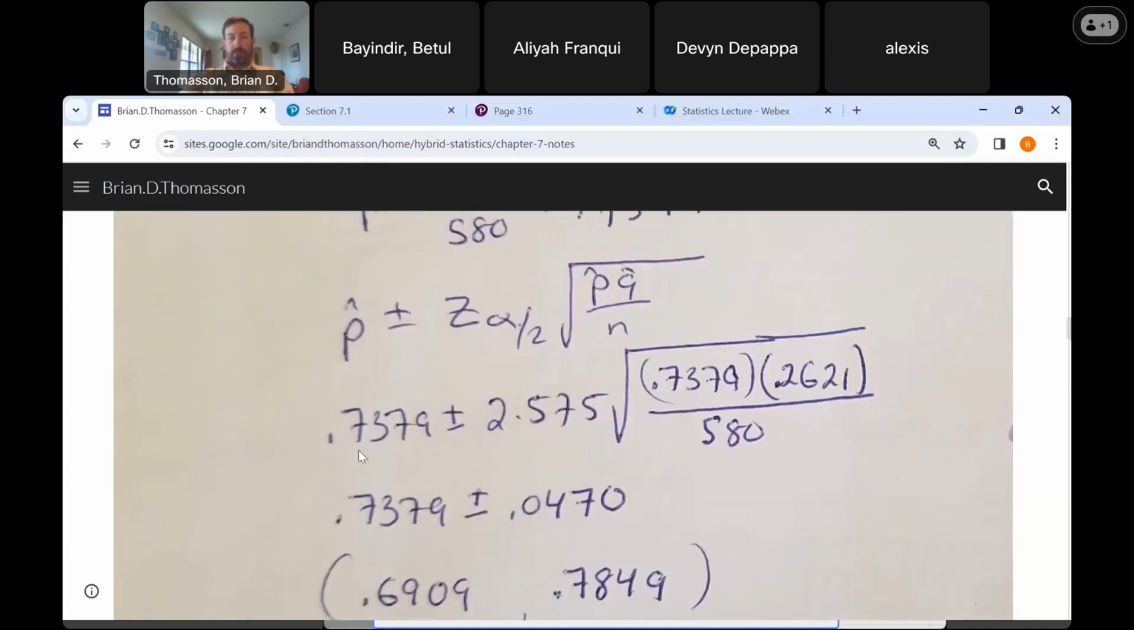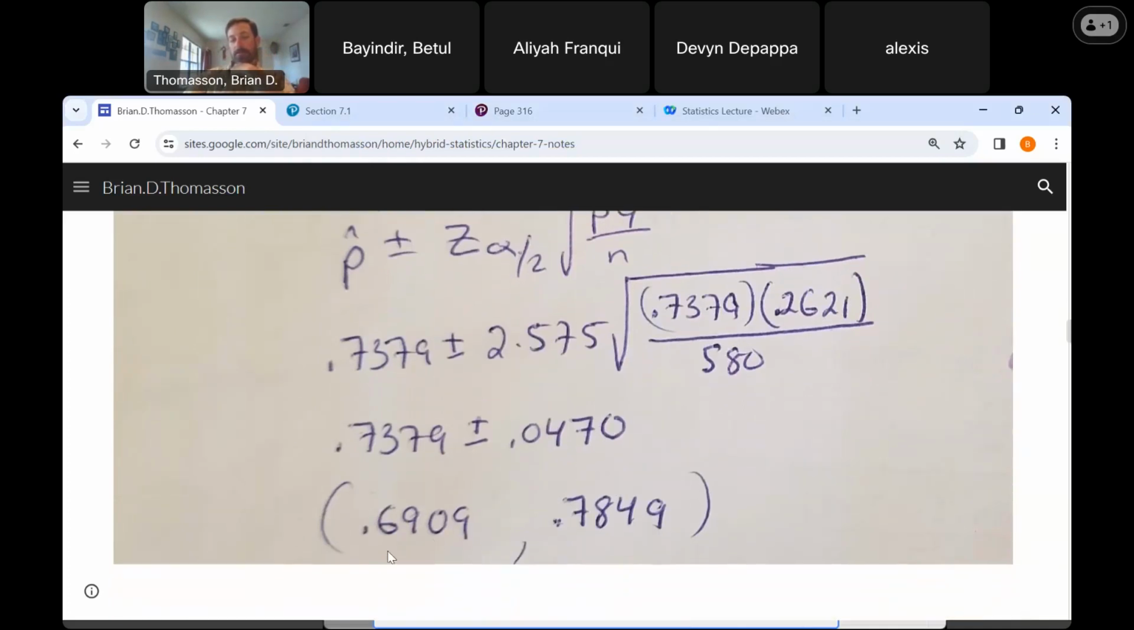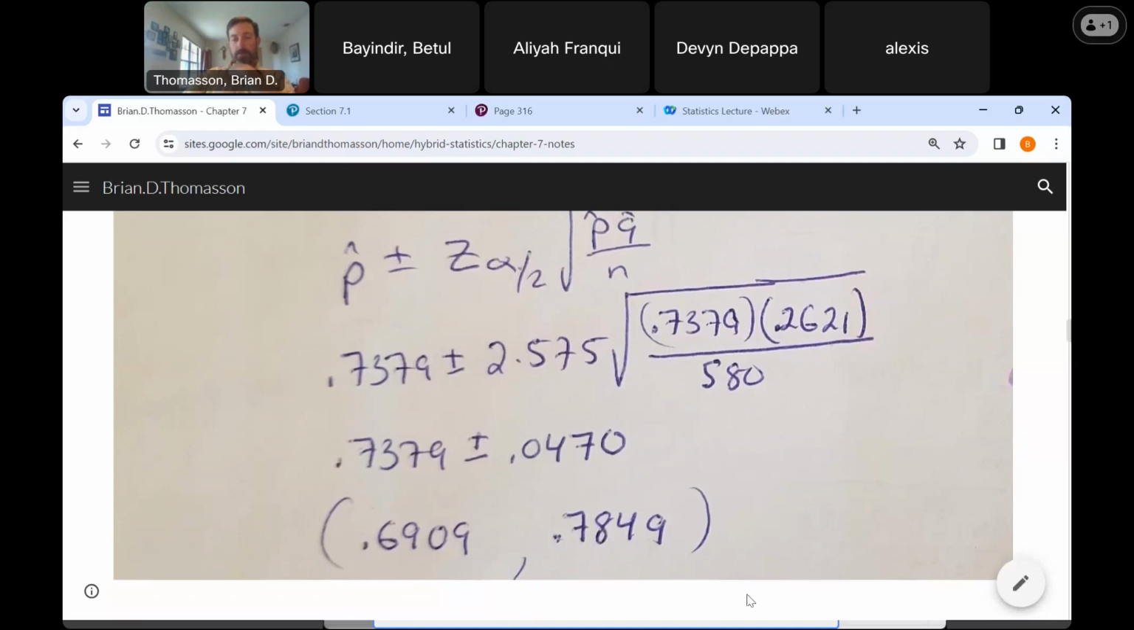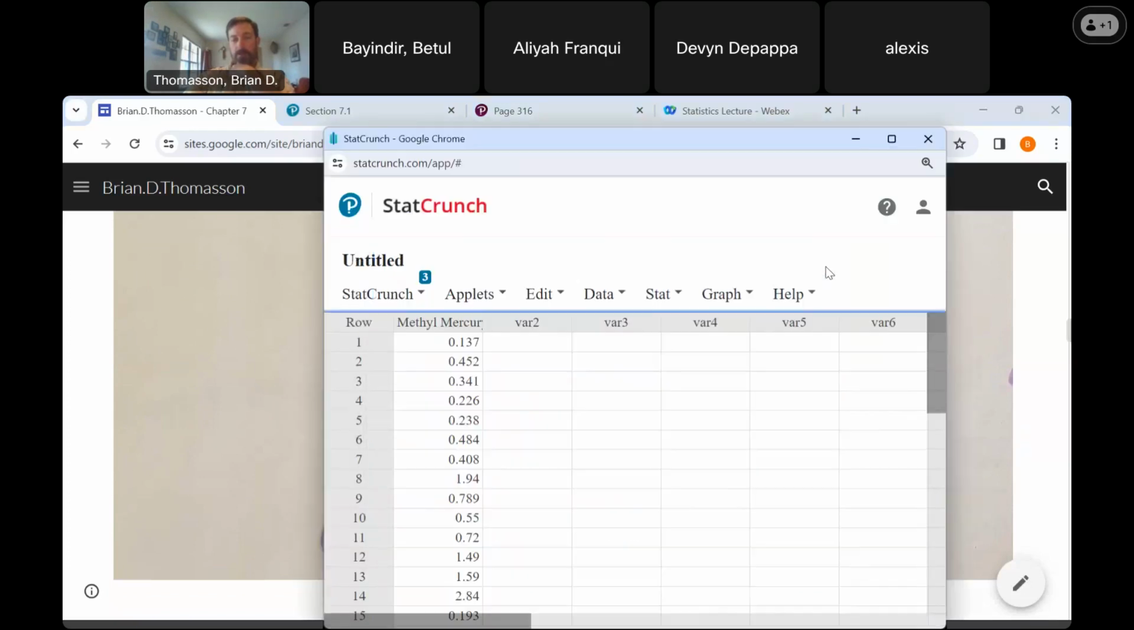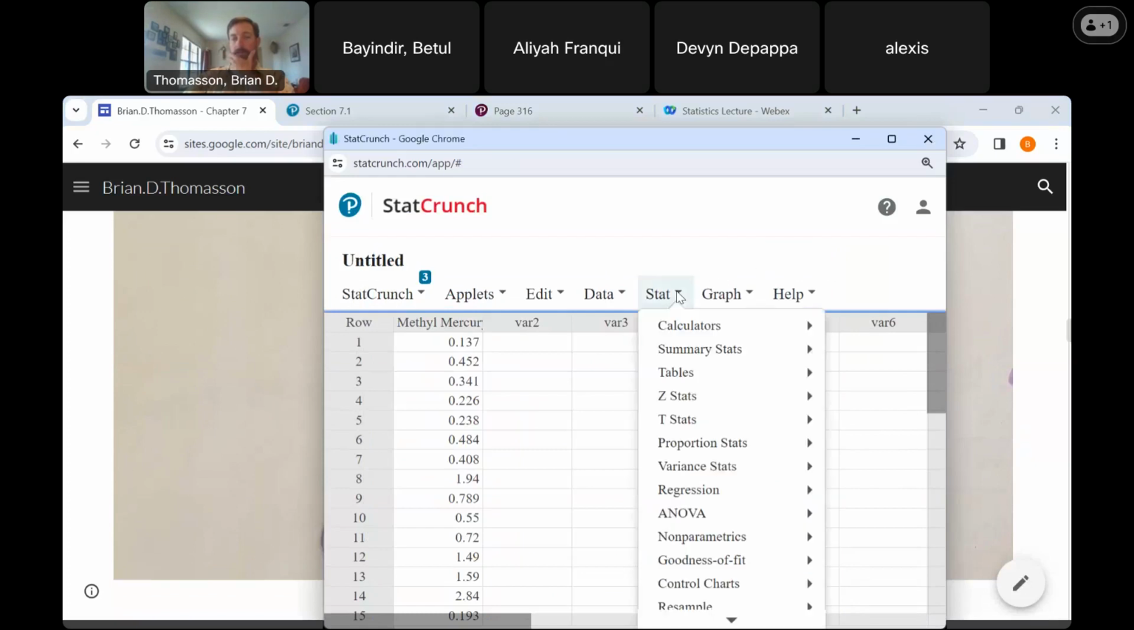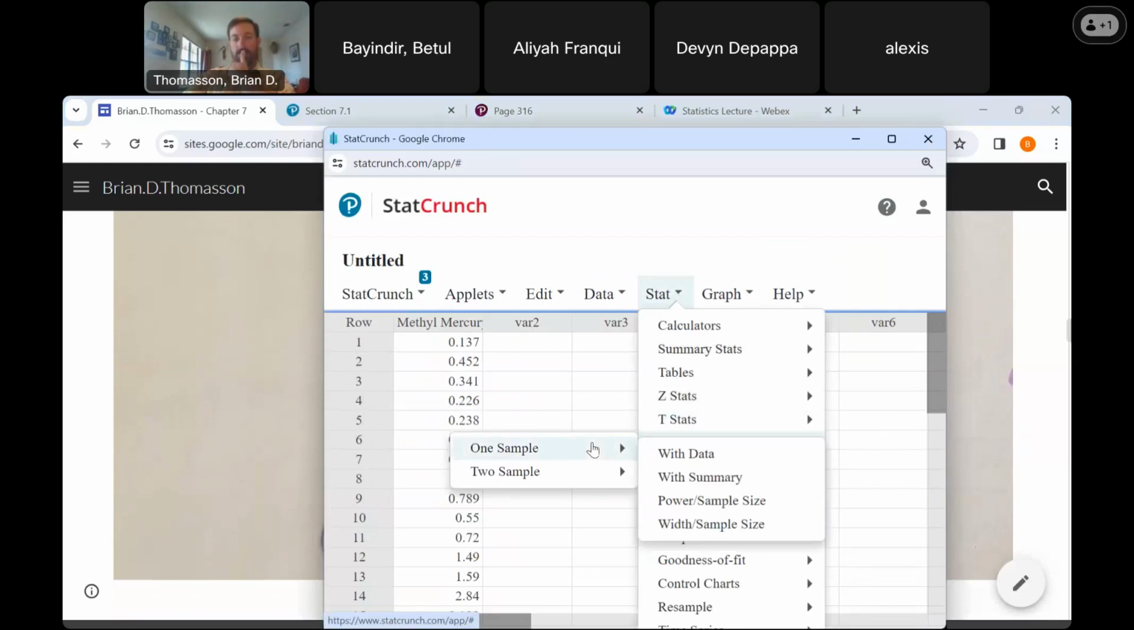So then we take our point estimate, the 0.7379, plus or minus our 2.575 standard errors, and we get this range from 0.69 to 0.78. All right, now let me reproduce that on StatCrunch. We're going to go to the same place. We're going to go under Proportion Stats. We're trying to find the proportion of green peas, One Sample, and then With Summary. Okay.